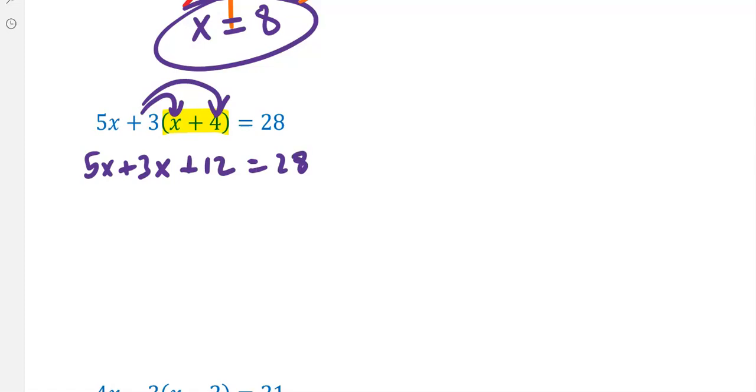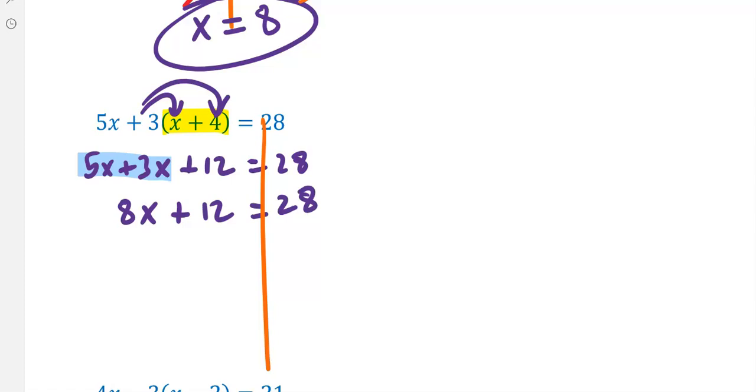Combine like terms. We have like terms here, 5x and 3x. Positive 5, positive 3, that equals 8. 8x plus 12 equals 28. Now that I've distributed and combined like terms, I can start my SADMEP process. I'm going to undo the adding of 12 by subtracting 12, because remember, I'm trying to find out how much x is. I'm going to subtract 12 from both sides of the equal sign.